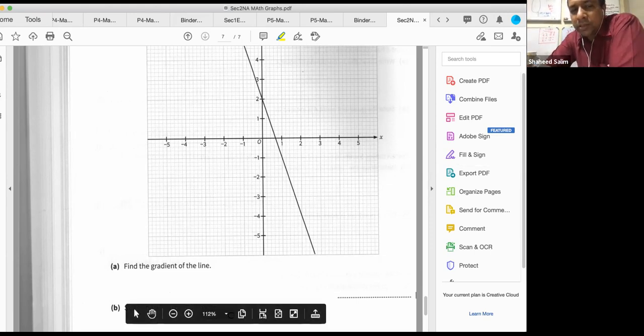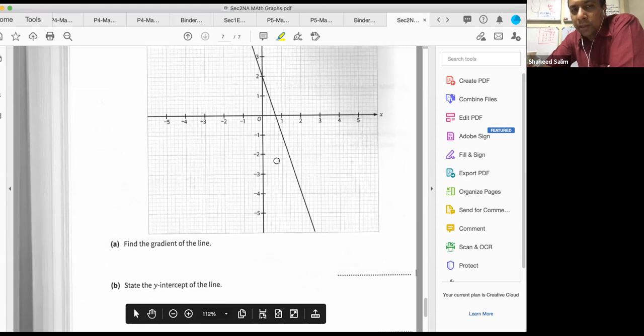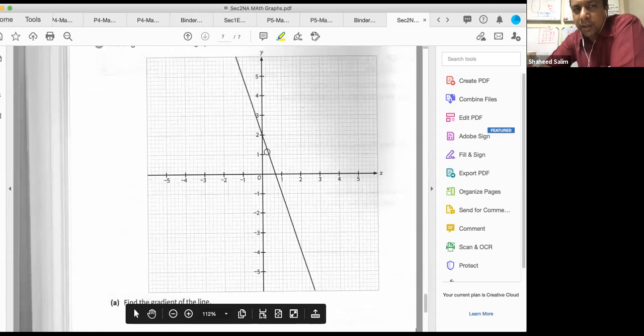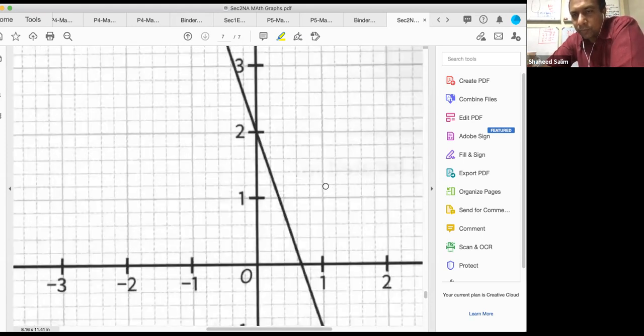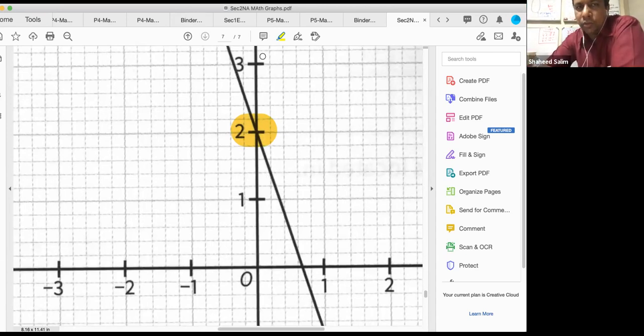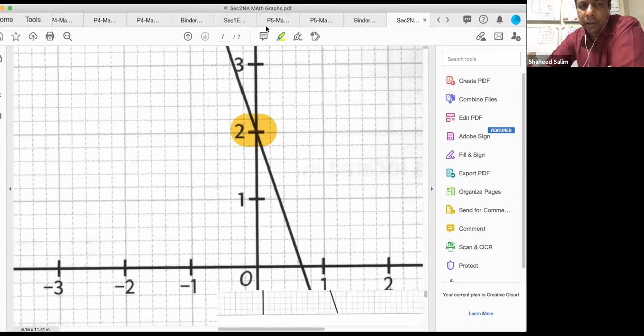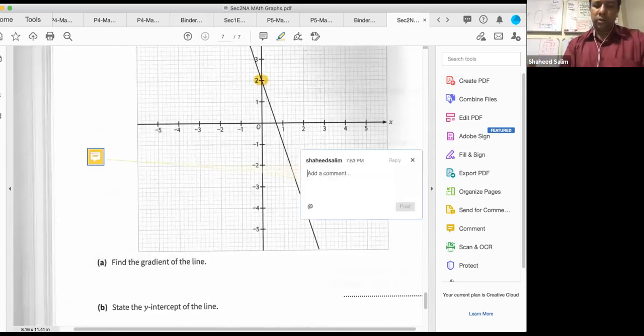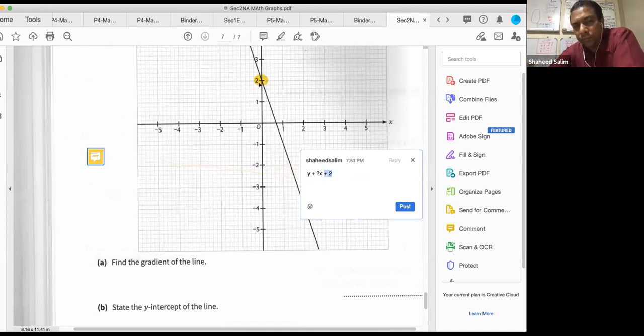What is the y-intercept? Remember, I tell you, intercept is when you meet something. So intercept down here is cutting the y-axis. Can you see it cuts the y-axis? At what value did it cut the y-axis? 2. So that means if you are going to write the formula, it is y equals question mark x plus 2. Plus 2, why plus 2? Because it cuts the y-axis at 2.